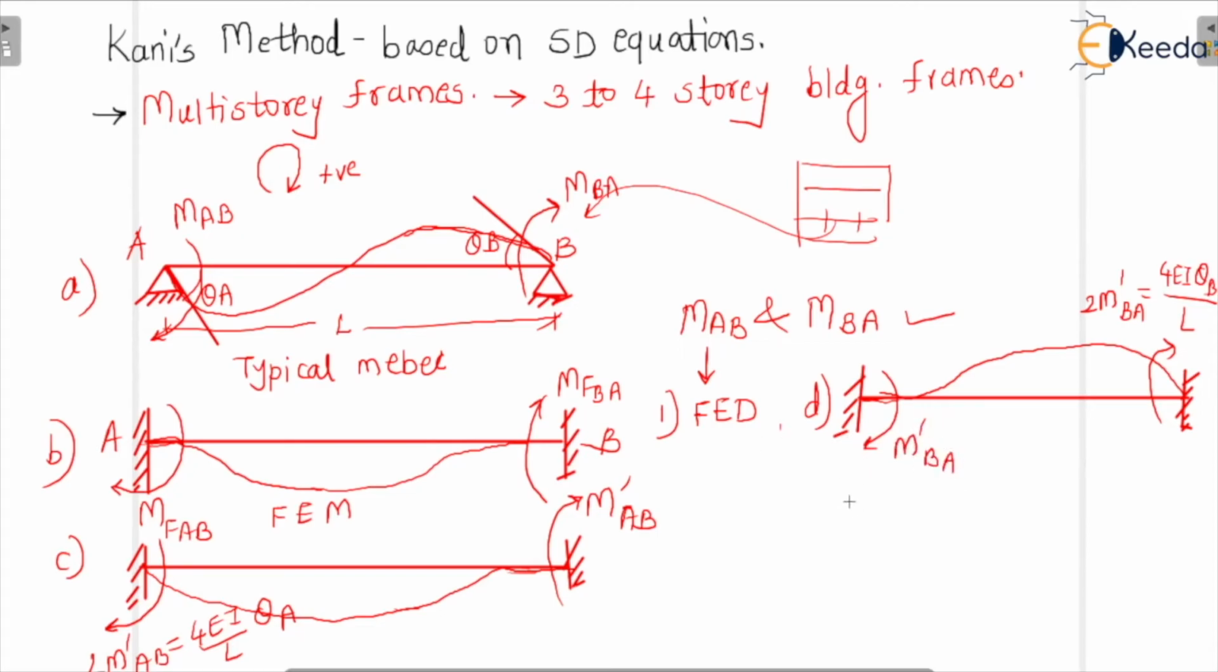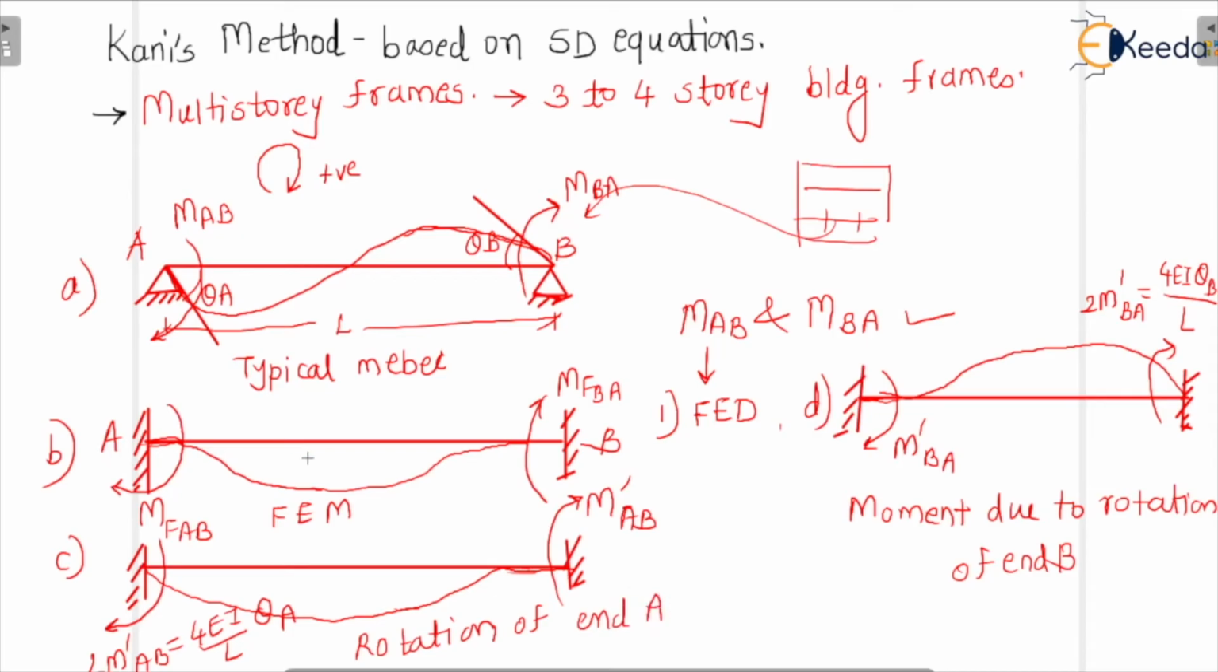So this is moment due to rotation of end B, and here rotation of end A, moment due to rotation of end A, and this is fixed end moment. So these are the 4 conditions, right? 4 standard conditions, anyway we are aware of it already. So when you consider case B, in this fixed end moment case, there is no theta, right? Theta A is equal to theta B is equal to 0 for this particular case.